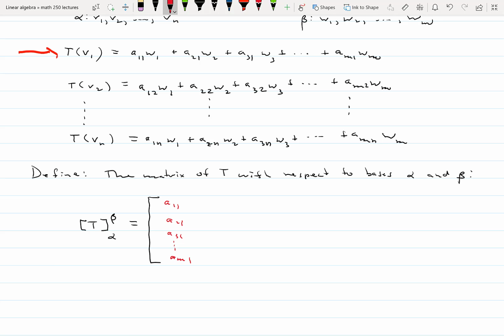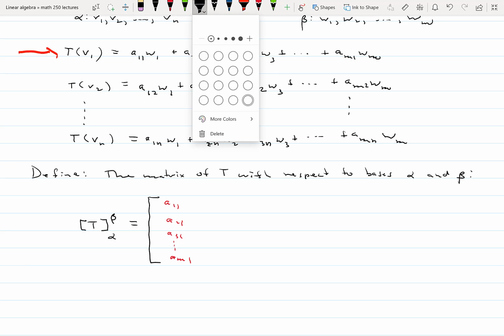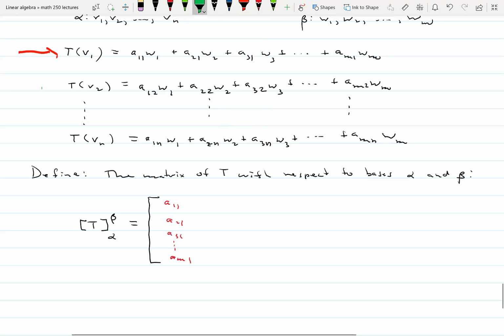Okay, now take a look at T of V2. Let's highlight it in green, I guess. Here's T of V2. And let's take the coordinates of T of V2 and put them in the second column of this matrix of T with respect to bases alpha and beta. So we have A12, A22, A32, all the way up to AM2.